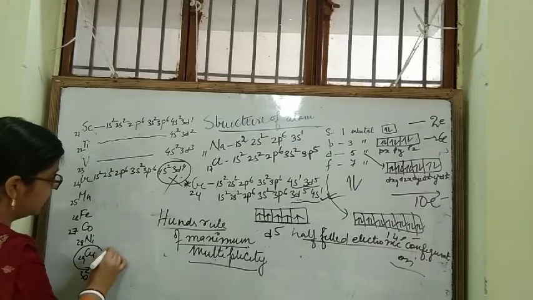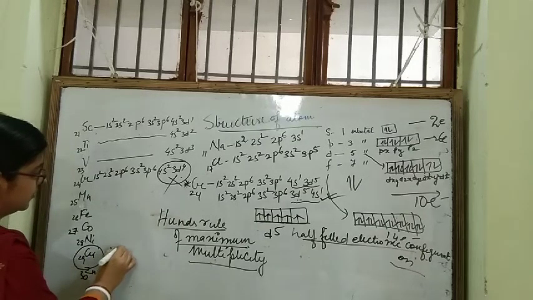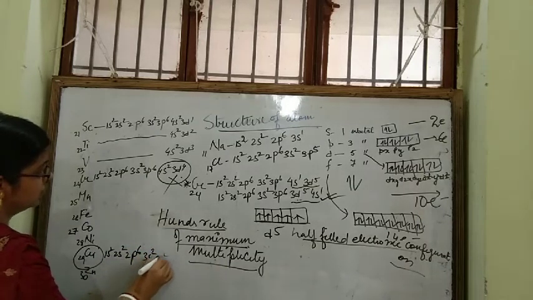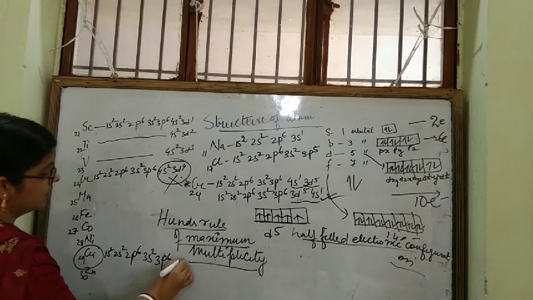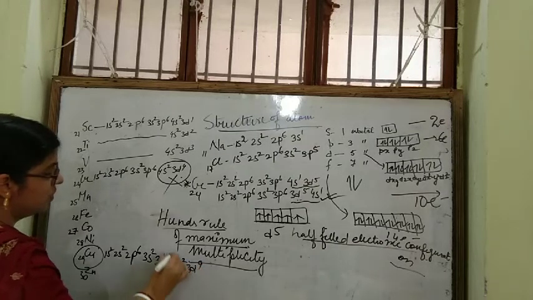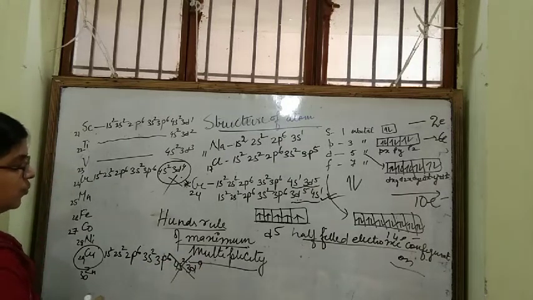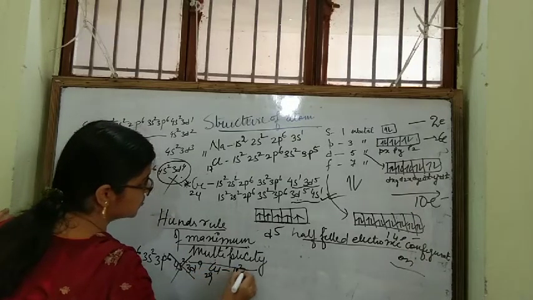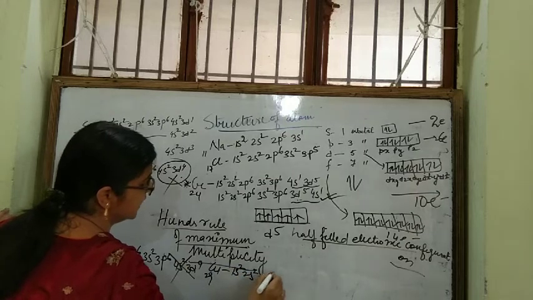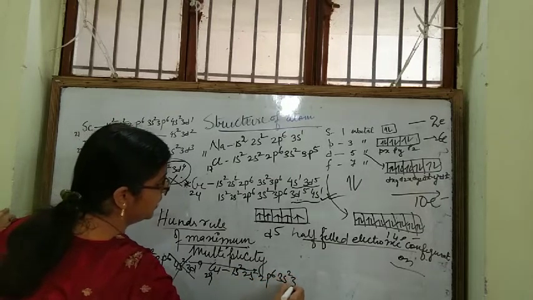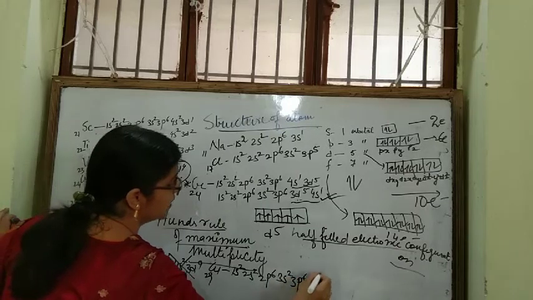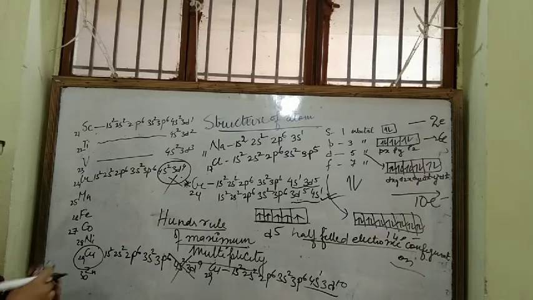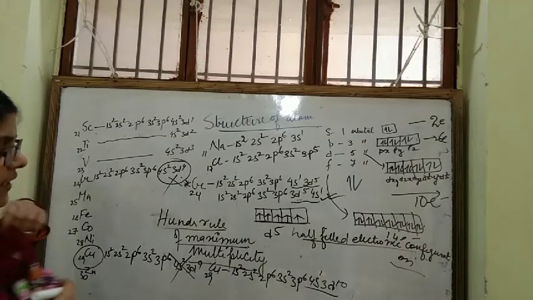If you try to write the electronic configuration, what will it be? 1s2, 2s2, 2p6, 3s2, 3p6, 4s2, 3d9. No, this is wrong. What will be the actual configuration of copper 29? It will be 1s2, 2s2, 2p6, 3s2, 3p6, 4s1, 3d10. This is the actual configuration of copper.